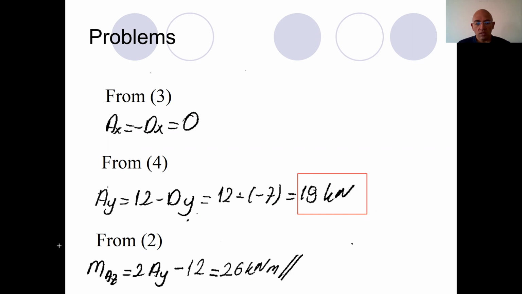Now from equation 2, I can easily calculate the reaction moment at point A. That's equal to 2AY minus 12. So AY is equal to 19. And from there, I can say that it is 26 kilonewton meters, and it is positive, so the direction that we choose is correct for the moment.